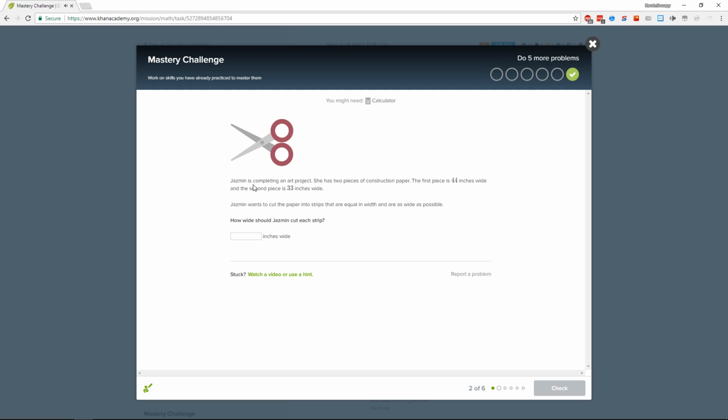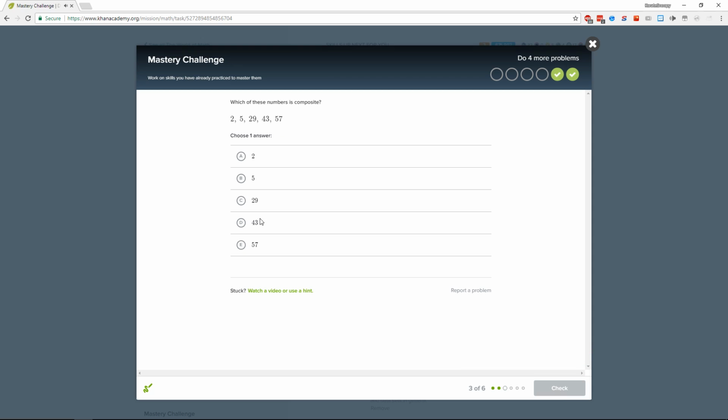Just completing an art project. First piece is 44 inches wide and the second is 33. Wants to cut the paper in equal strips that are as wide as possible. 11 sounds pretty good to me.